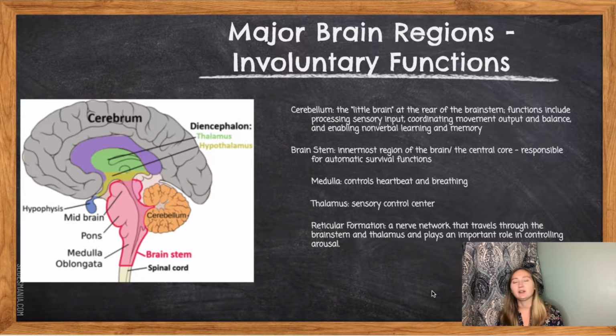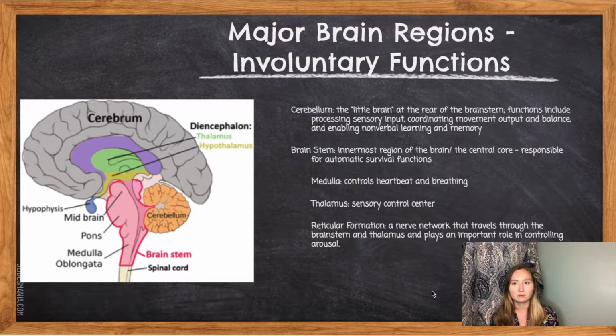These first two major brain regions control your involuntary functions, so things like breathing, heart rate, digestion, sleep patterns, that kind of thing. Your cerebellum is called the little brain. It's at the rear of the brainstem. The functions of the cerebellum include processing your sensory input, so your sight, hearing, smell, taste, touch, the stimuli that you sense, right? It coordinates movement and balance, and it enables nonverbal learning and memory. So this would house your muscle memory, for example.